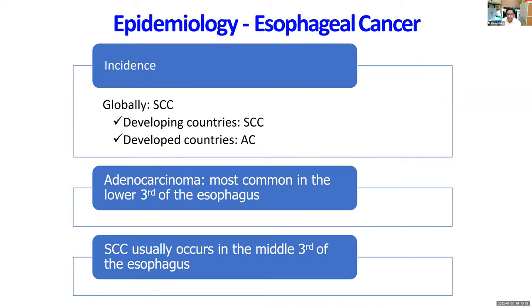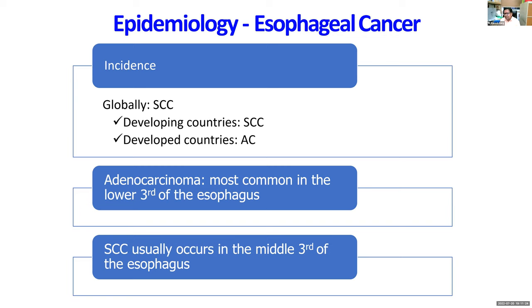Now, when we talk about histopathology, globally, esophageal squamous cell carcinoma is the most prevalent. In developing countries, squamous cell carcinoma is prominent. In developed countries, adenocarcinoma is most common. And if we see the site of its occurrence, because this will help us understand the clinical features, adenocarcinoma is most common in the lower third of the esophagus, while squamous cell carcinoma occurs more commonly in the middle third or the upper part of the esophagus.